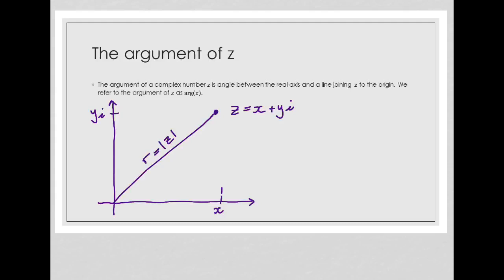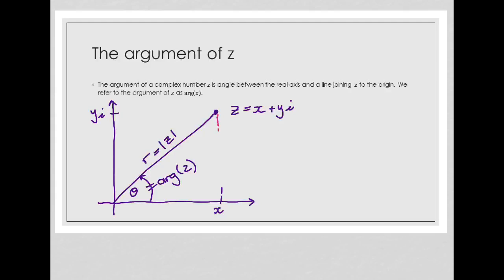And now for the argument, let's just see it again. The argument of a complex number is the angle between the real axis and a line. So in other words, the argument is the angle between the line and the x-axis. Alright? And this we represent then by arg z. And how do we do this? How do we calculate this theta?